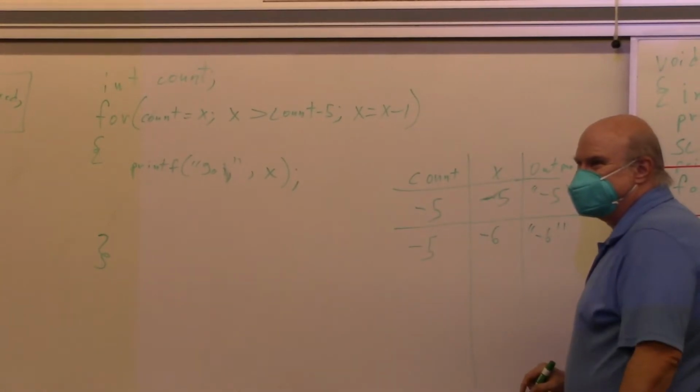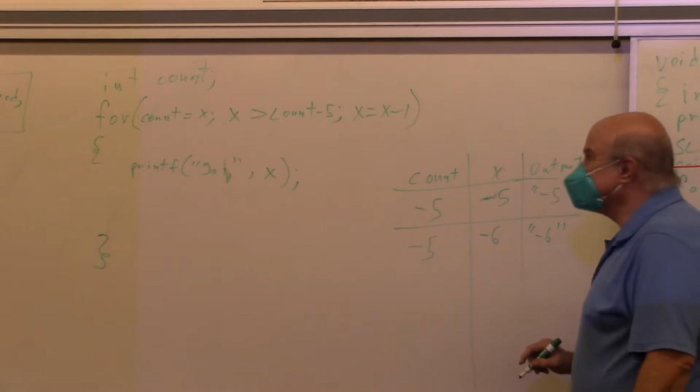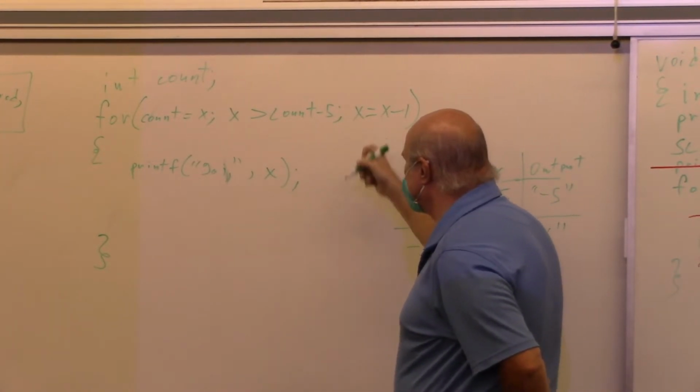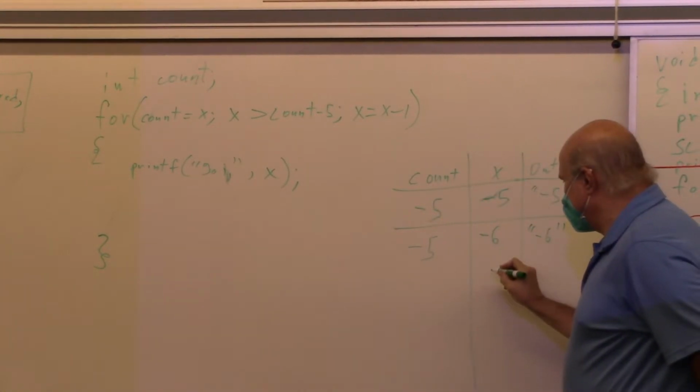Next person. I wouldn't let him have all the fun. Okay, so the next time through the loop, x is equal to x minus 1. So what does x become? -7.